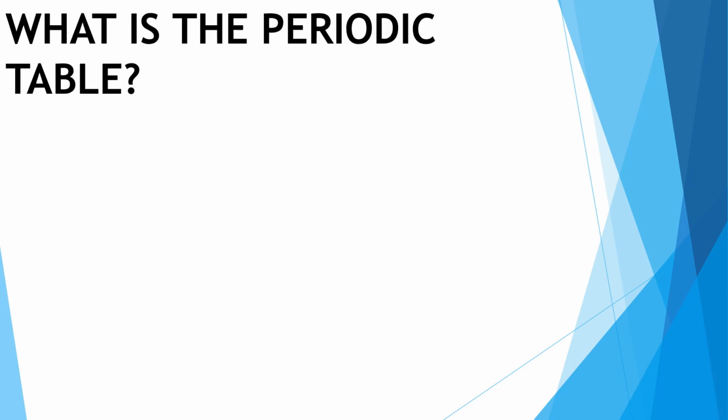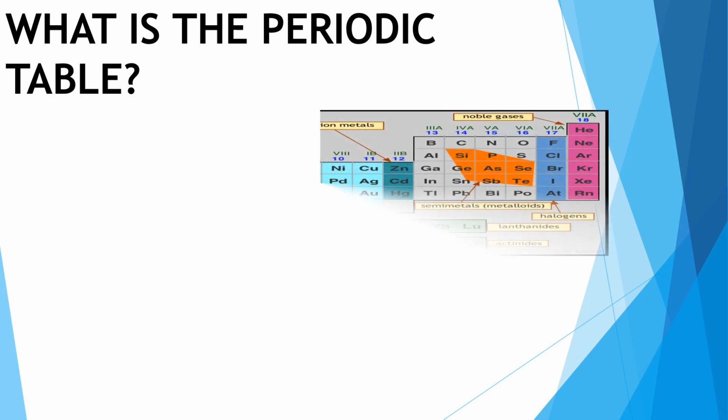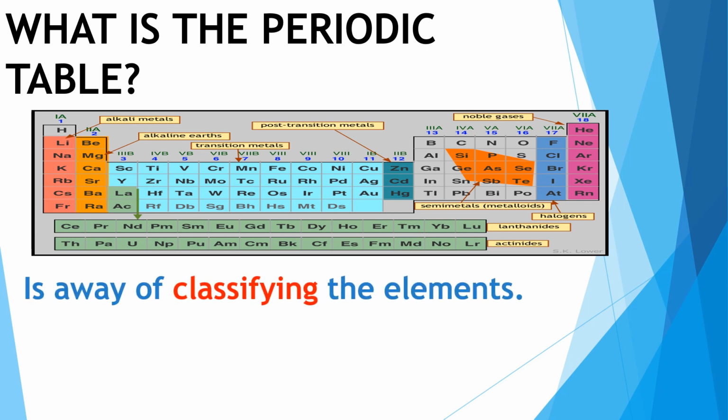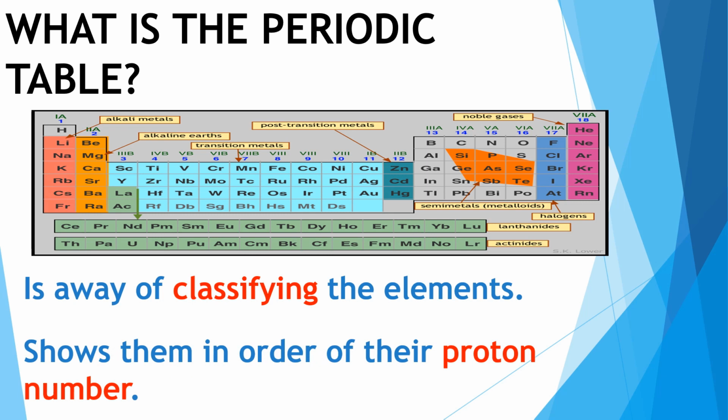What is the periodic table? The table above is called the periodic table. It gives the names and symbols for the elements. It is a way of classifying the elements. It shows them in order of their proton number.